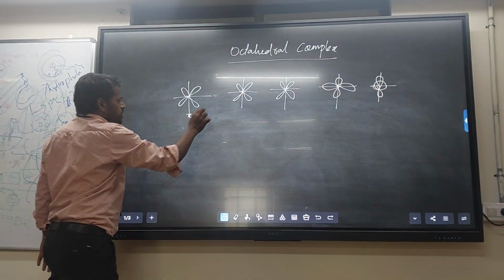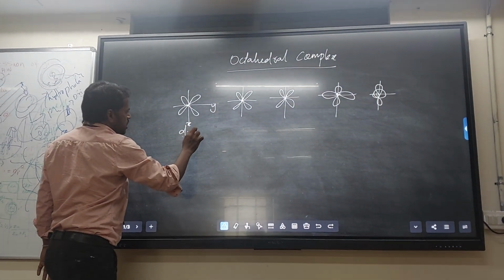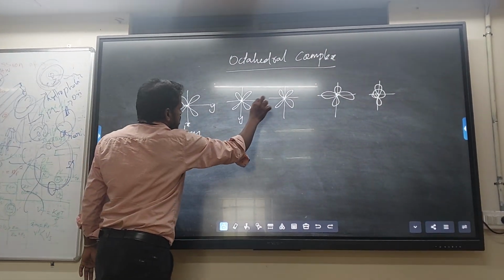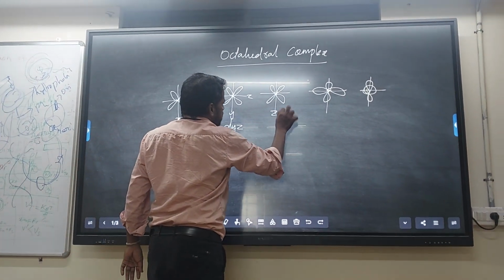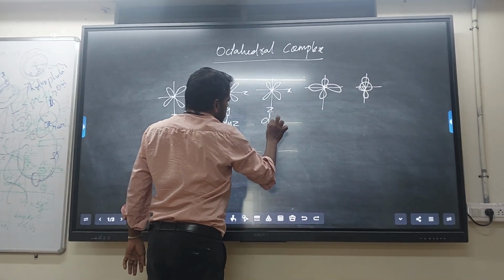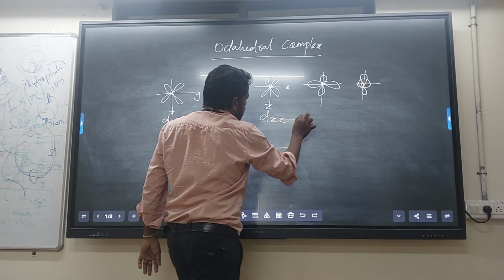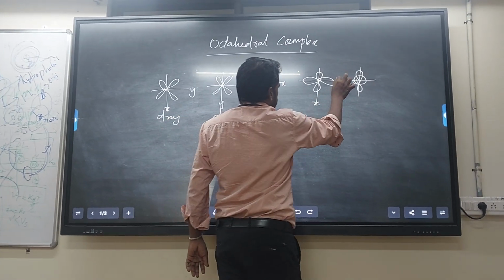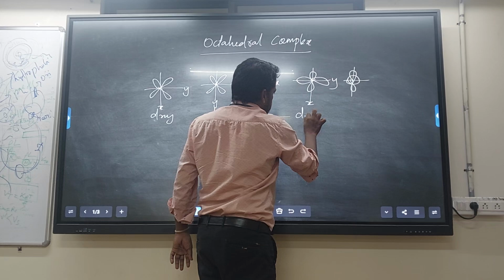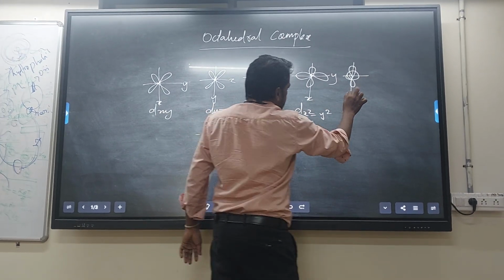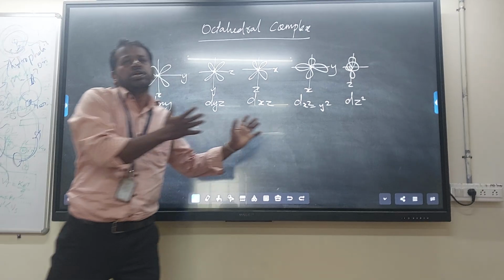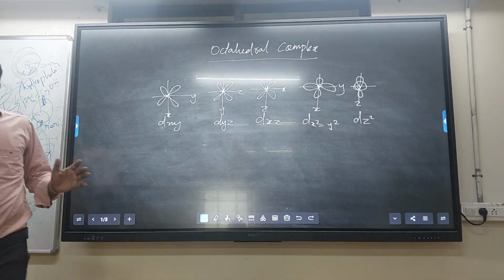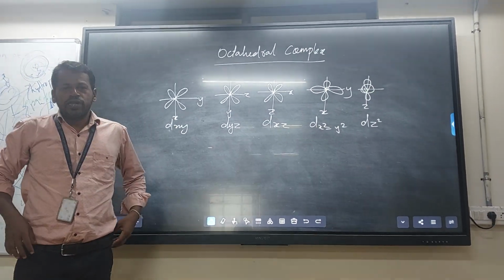If it is x and y, dxy; y and z, dyz; z and x, dxz. The x-axis, y-axis means dx square minus y square, and the z-axis means dz square. This is the shape of the orbitals.